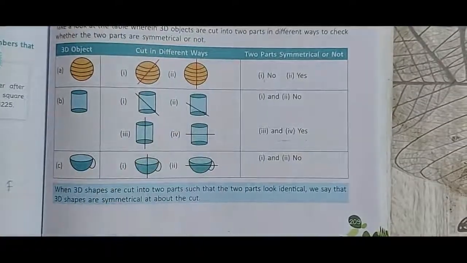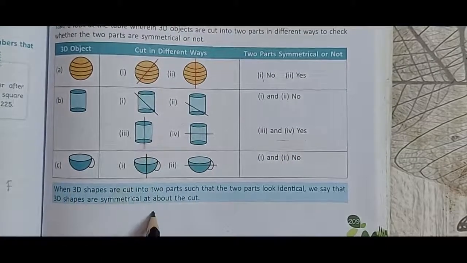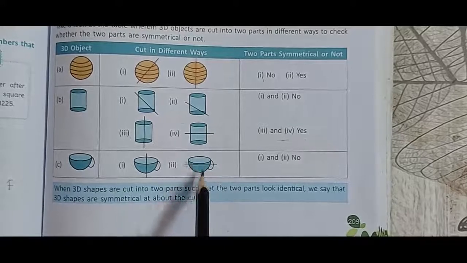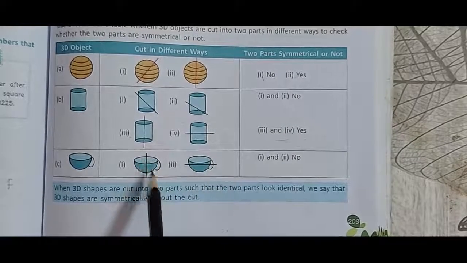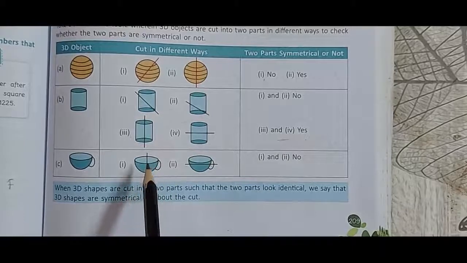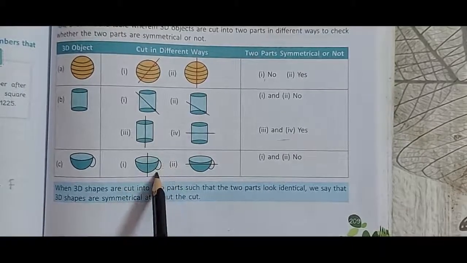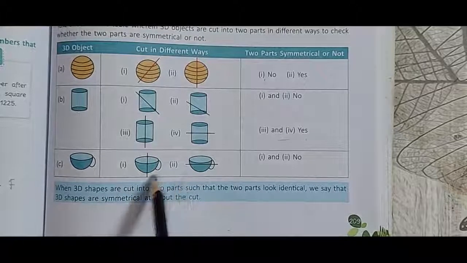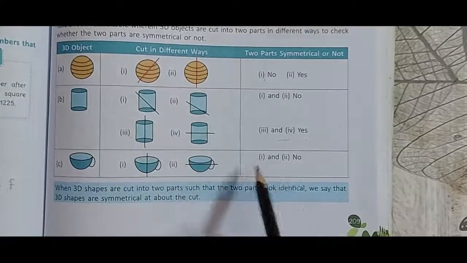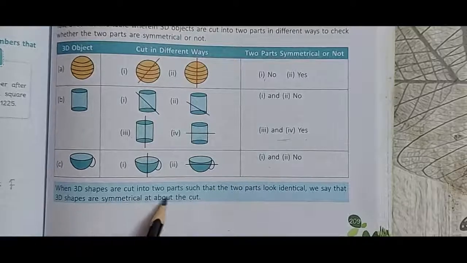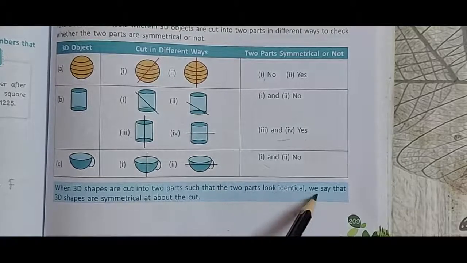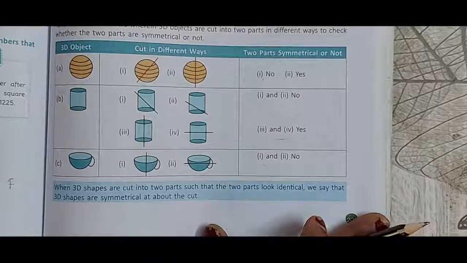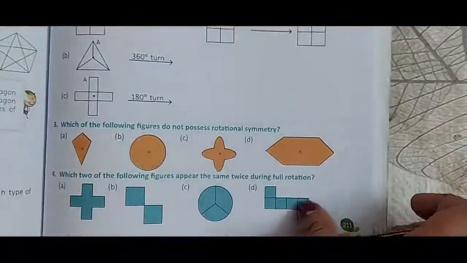Similarly, you come to the next figure. It is a cup here. Vertically if you cut it, and here horizontally if you cut. Horizontally if you cut, there is no line of symmetry. But vertical can be called a line of symmetry. Sorry, here one handle is there on the right hand side. So a vertical line of symmetry is also not possible. So in both cases you will get no. When 3D shapes are cut into two parts such that the two parts look identical, we say that the 3D shapes are symmetrical about the cut. This is the first thing we have learnt here.